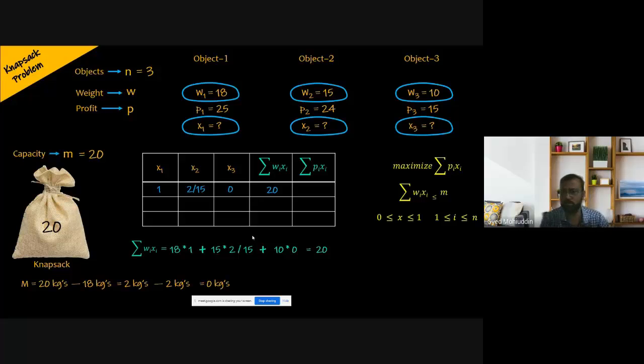Now, what do we do? How do we proceed with solving this problem? Remember, we have to get maximum profit. And the constraint is that summation of Wi and Xi should be less than or equal to M. So let us first consider the objects in the series of maximum weight.